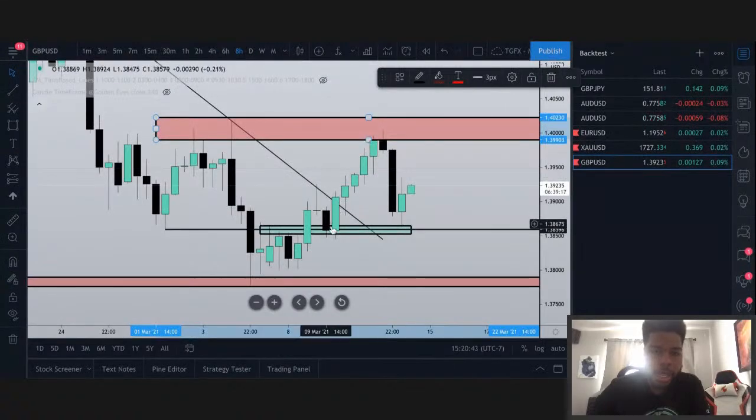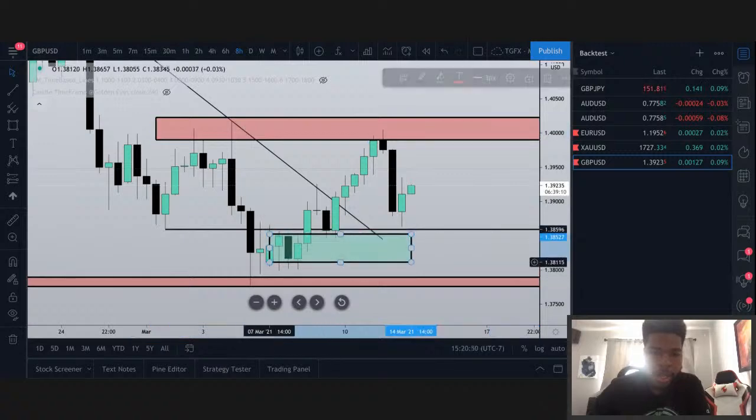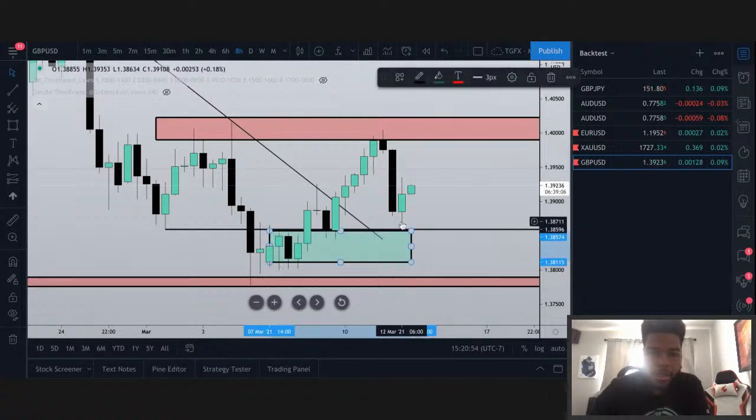All right, so on H8, you can see that this all is a demand level. Okay, so we had a consolidation area here. Price broke it, retested it, pushed off, but it also got respected in the future again here.